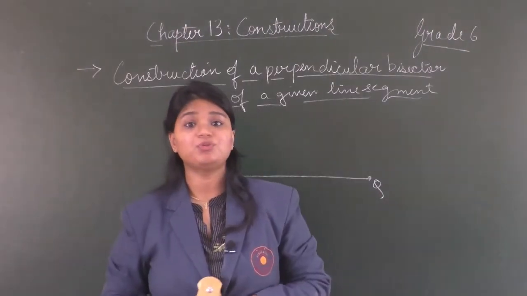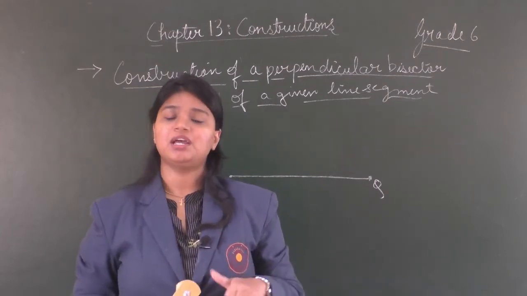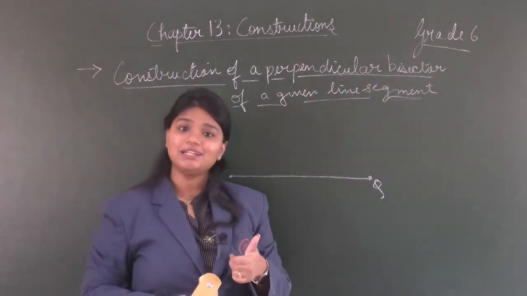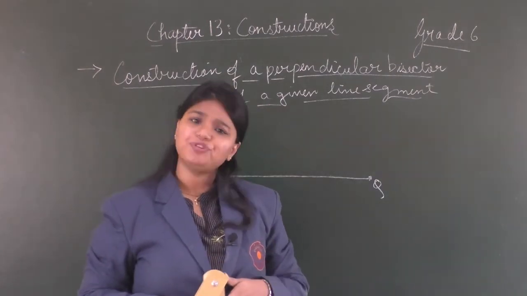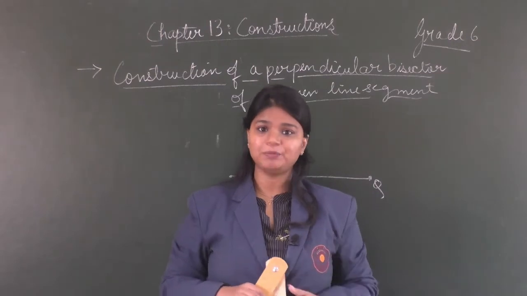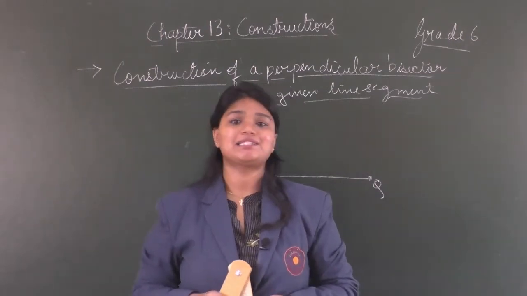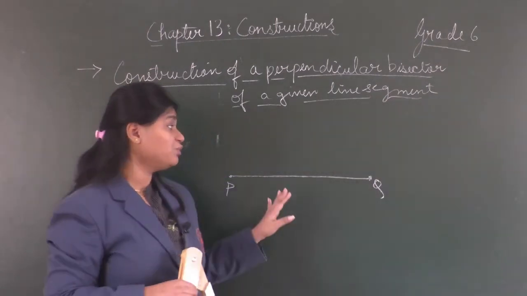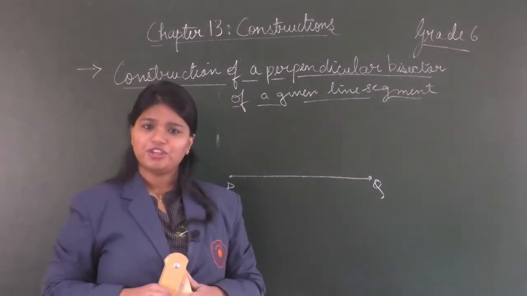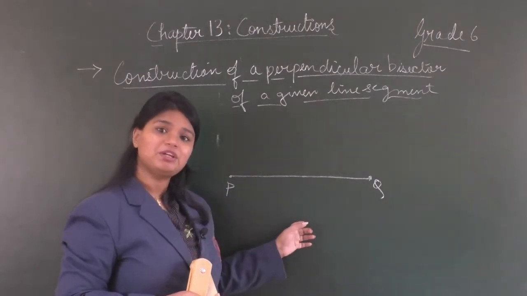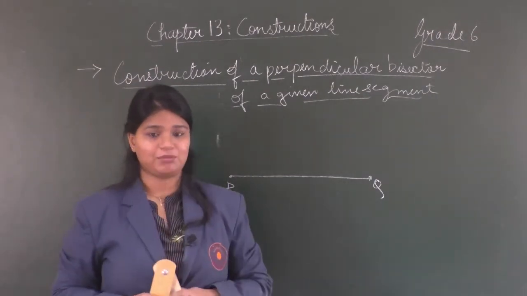Students, we learned how to construct a line segment. Now let's learn how to construct a perpendicular bisector to that line segment. Before doing that, can you tell me what is the meaning of perpendicular bisector? Yes, a perpendicular bisector is a straight line that divides a line segment into two equal parts. So here we have a line segment PQ. Let's draw a perpendicular bisector of this line segment.